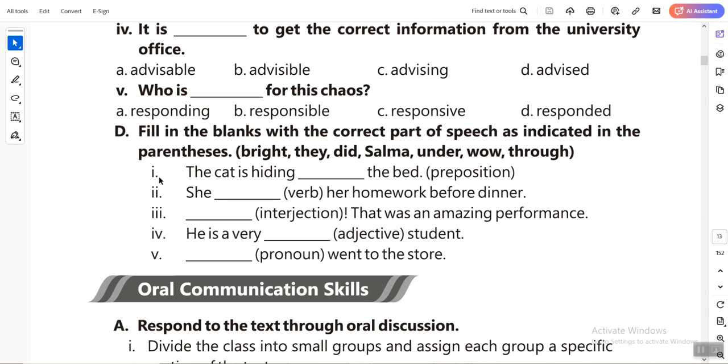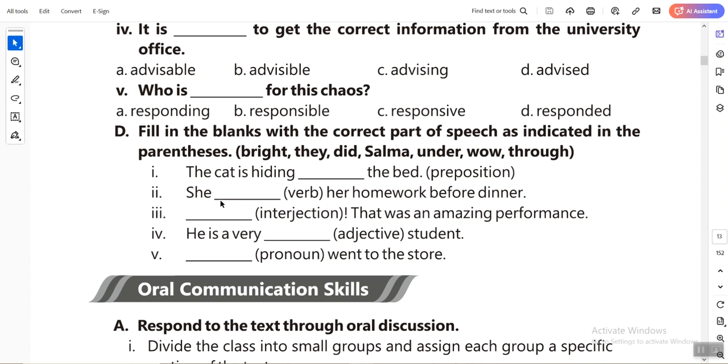So the very first sentence, the cat is hiding dash the bed, preposition. They have also given you a hint that you have to find the correct preposition. So you can write that the cat is hiding under the bed. Under is the option over here.